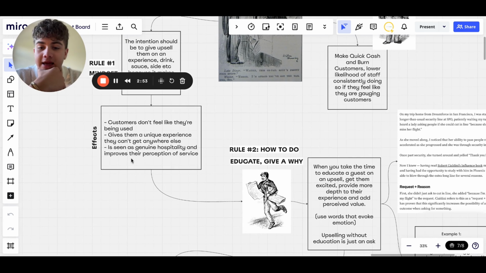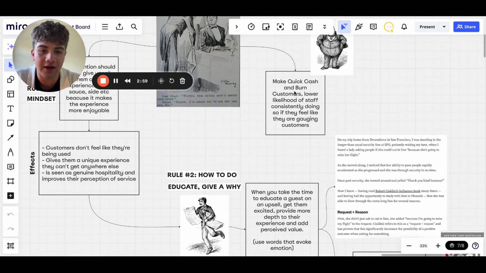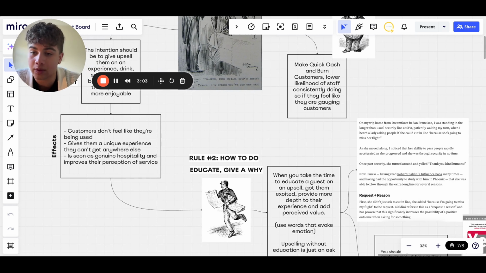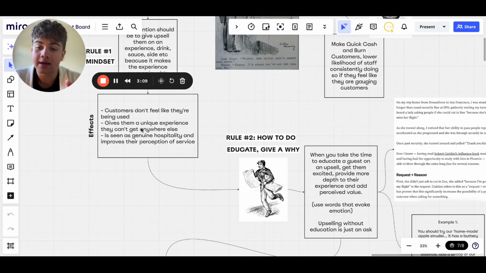Then the second thing is the effect of that, right? Because obviously, if you're taking it from that kind of intention, you're not going to have the effect of burning customers, or your staff not wanting to actually upsell people because they just feel like they're gouging money out of them. The effect would actually then be that customers don't feel like they're being used. It gives them a unique experience they can't get anywhere else, right? Especially if you have a good USP. And it is also seen as genuine hospitality and improves the perception of the actual service itself. Because now, even though obviously the effect is that you make more money from the customer, you're also enhancing their experience by suggesting things that could do that for them, right? Which obviously just shows a higher level of service, education of staff, and just quality in general, right? So that's the first thing, the first foundation.